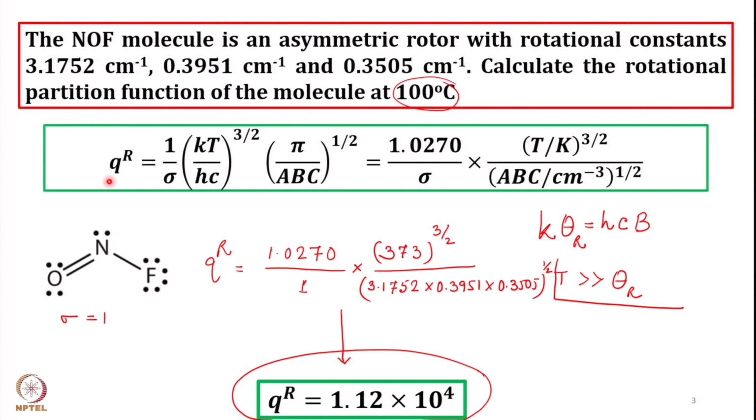The value was something around 79. Here we are talking about NOF molecule, and the temperature here is 100 degrees centigrade. At 100 degrees centigrade, you have 1.12 into 10 raised to the power 4 thermally accessible rotational states. All right. I hope this is clear.